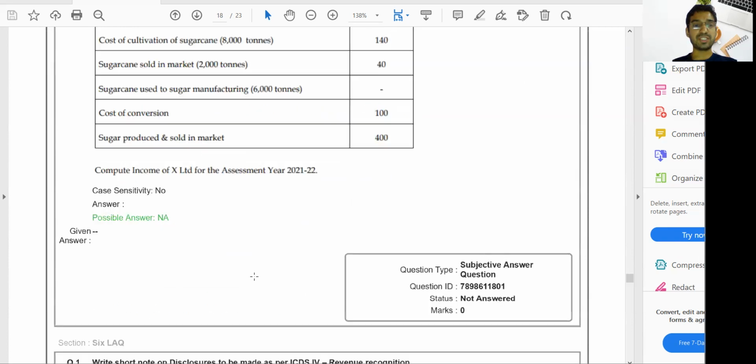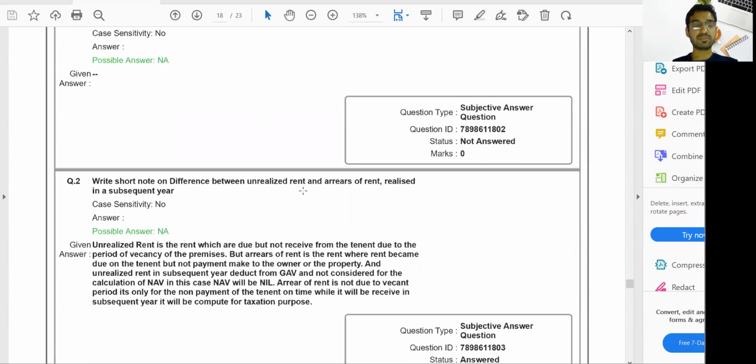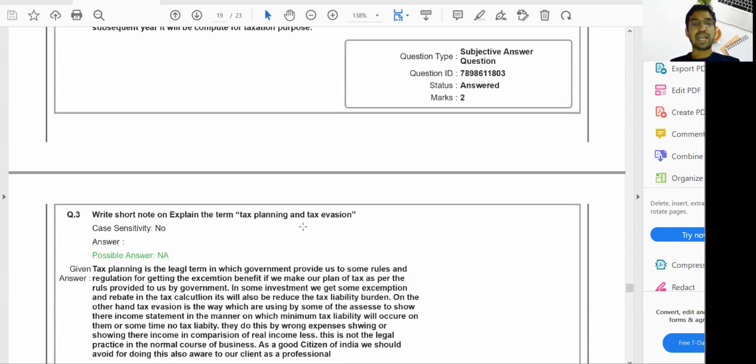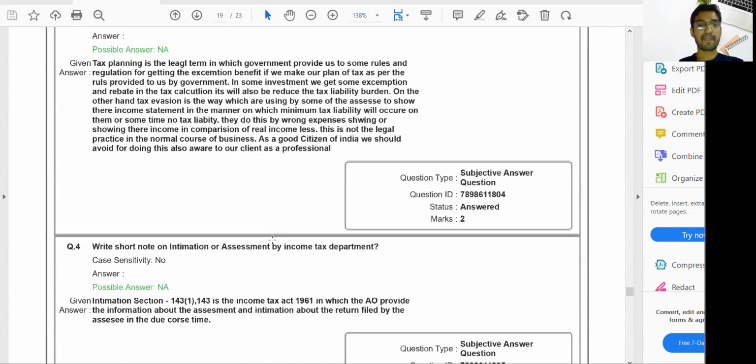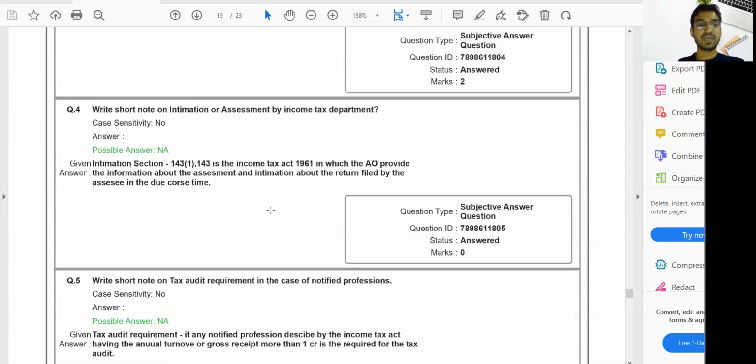a full-fledged practical question where you have to compute the income, a theoretical question, tax planning and tax evasion, where you have to explain the term, 2 marks allocated. Write a short note on intimation or assessment by the income tax department. Write a short note on tax audit requirement in case of notified professionals.